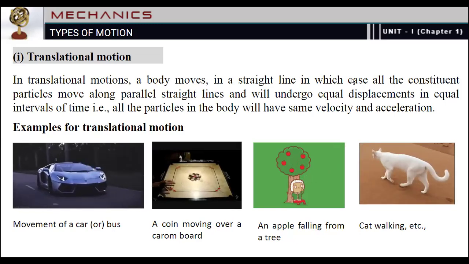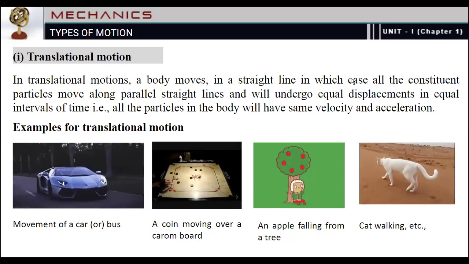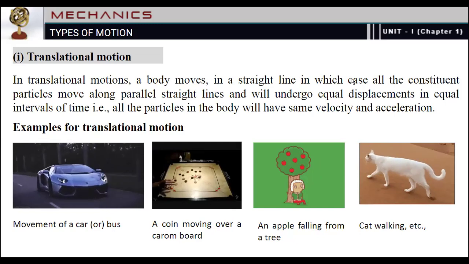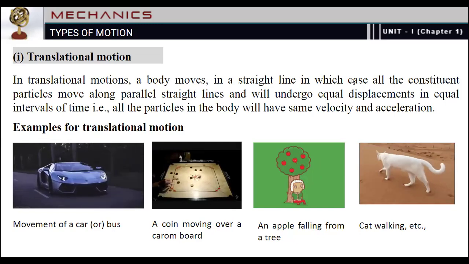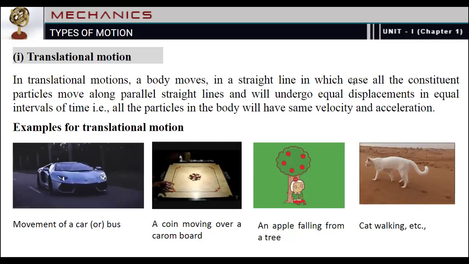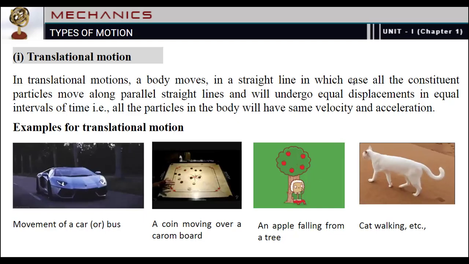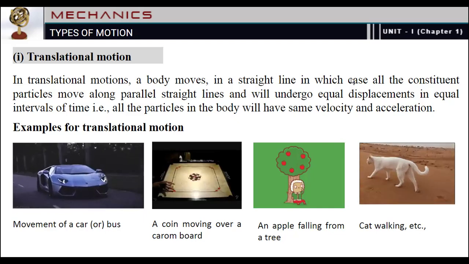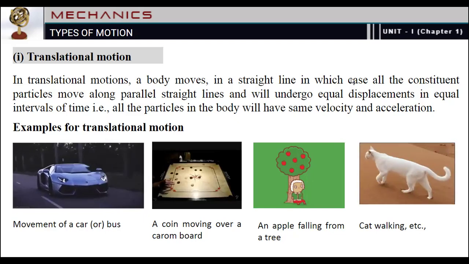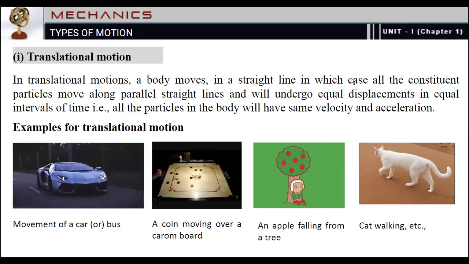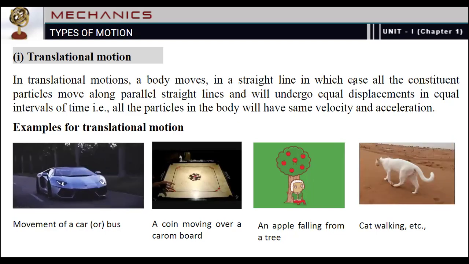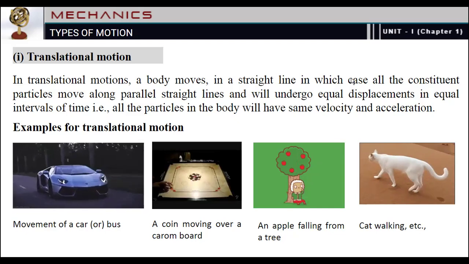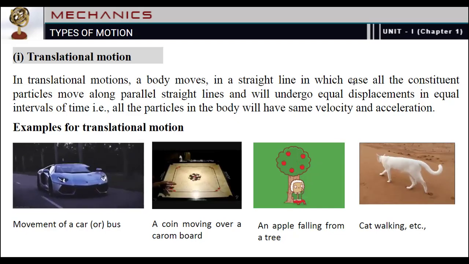In translational motion, it occurs when an object moves from one point to another in a straight line or a curved path without rotating. According to our definition, in translational motion a body moves in a straight line, in which case all the constituent particles move along parallel straight lines and undergo equal displacements in equal intervals of time. That is, all the particles in the body will have the same velocity and acceleration.